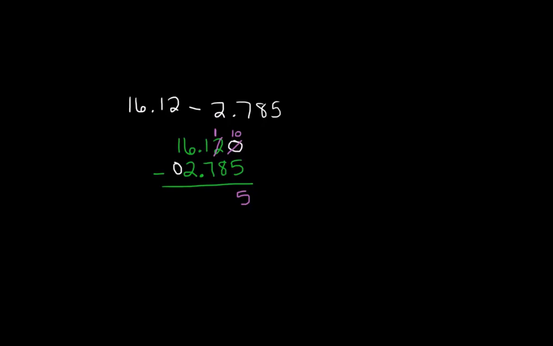1 minus 8 can't happen. So we're going to borrow from this one, make it a 0, make this an 11. 11 minus 8 is 3. 0 minus 7, again, will lead us to a negative number. That can't happen right now. So we're going to make this 6 a 5. Make this 0 a 10. 10 minus 7 is 3. 5 minus 2 is 3. And 1 minus 0 is 1. Our decimal is going to be right in line with the others. So it's actually 13.335 for our answer.